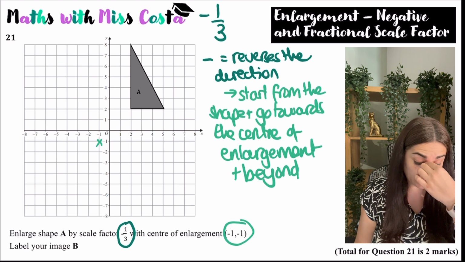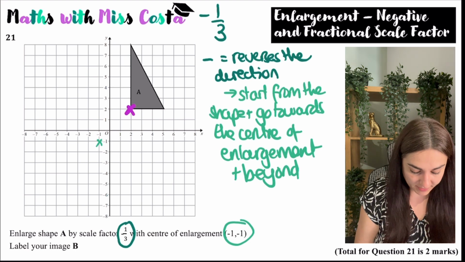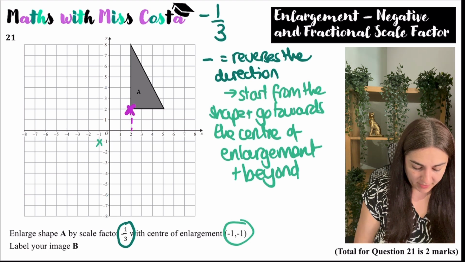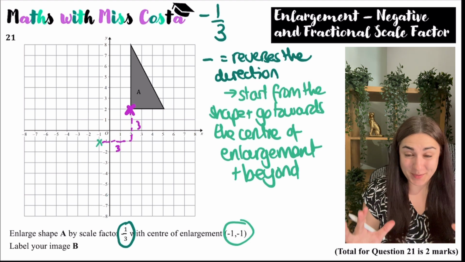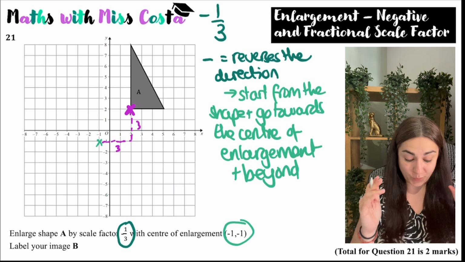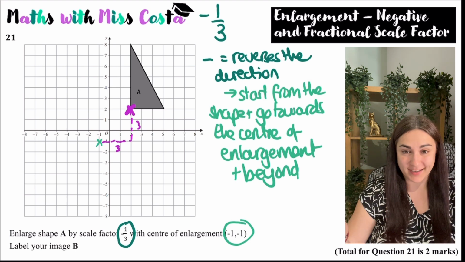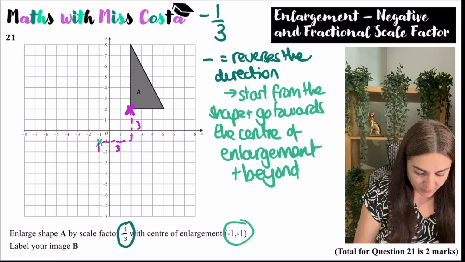What I want to do is think to myself, okay, I've got 3 vertices, 3 corners of this shape. Let's start with this corner. What am I doing to get to the center of enlargement? Well, I'm going from 2 to -1, so I'm going 3 down and 3 across. Because it's a third, you do whatever your distance is from your point and multiply that by the scale factor. In this case, it's a third. 3 times a third is 1. So I'm going to go down and across 1 and plot that point there.